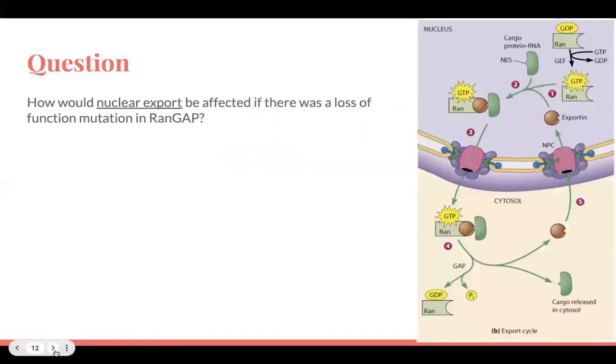Okay, and then a practice question. How would nuclear export be affected if there was a loss of function mutation in RAN-GAP? So step 4.